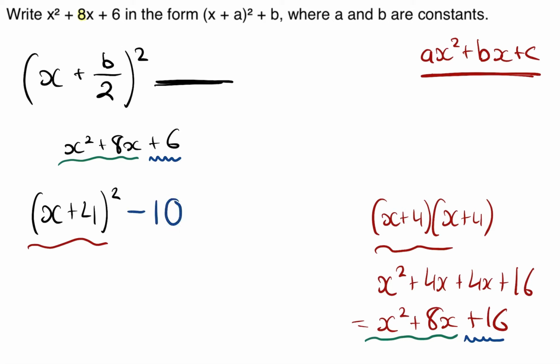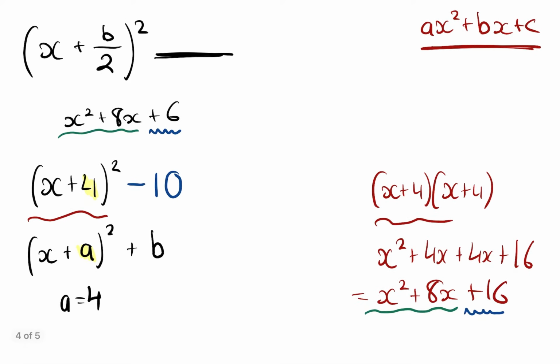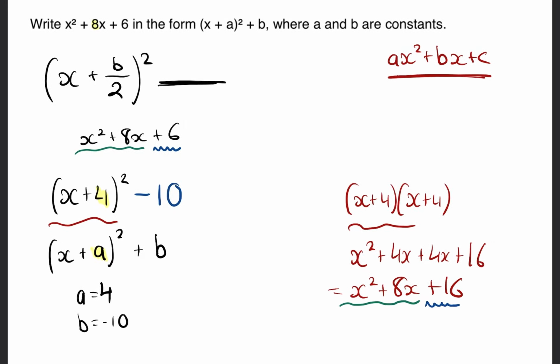And there we are. So now we have it in this x plus a squared plus b format. We can see here a equals 4, and plus b equals minus 10, so b equals minus 10. Let's look at another question.